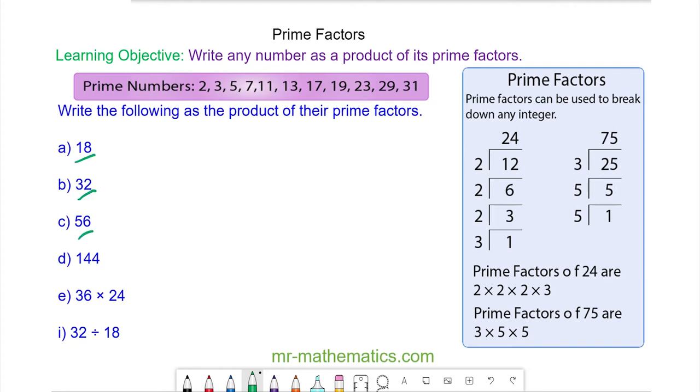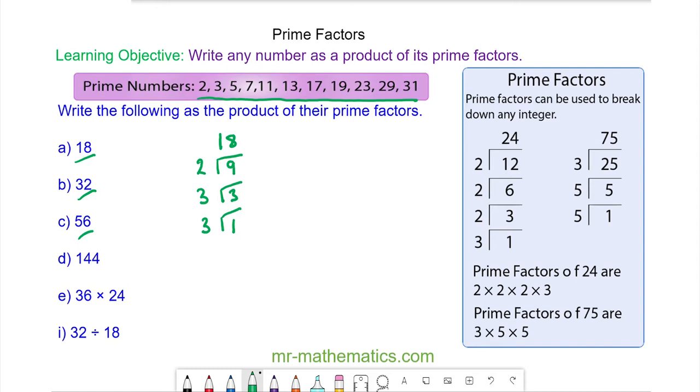We begin with question A, where we have 18. And we find the lowest prime number that goes into 18. In this case, it is 2. And 2 goes into 18 9 times. And the lowest prime that goes into 9 is 3. And again, 3 goes into 3, and then we get 1. And we can stop at 1.